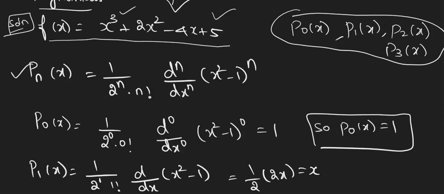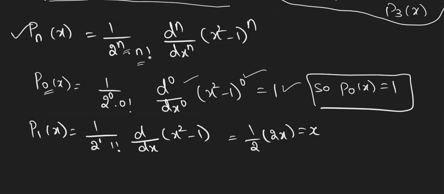To find P0 of x, we are going to substitute n as 0. So 1 by 2 power 0, 0 factorial, d power 0 by dx power 0 of x square minus 1 power 0. Since the power is 0, and anything power 0 is 1, the answer is 1, P0 of x. Similarly, for P1 of x, that is 1 by 2 power 1, 1 factorial, d power 1 by dx power 1. We are differentiating only once, x square minus 1. X square differentiation is 2x, the 2 and 2 get cancelled and we get x.